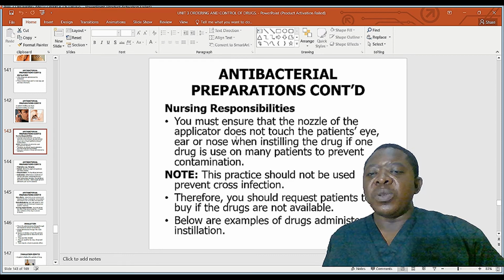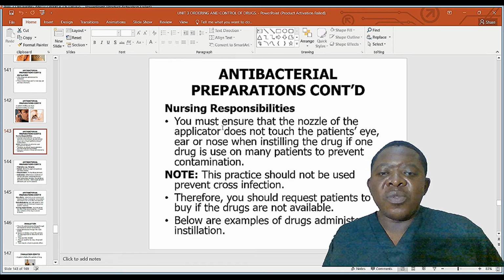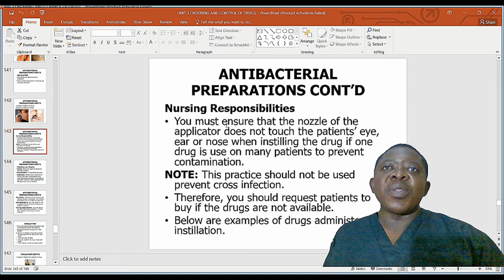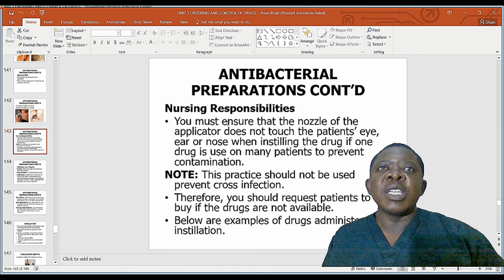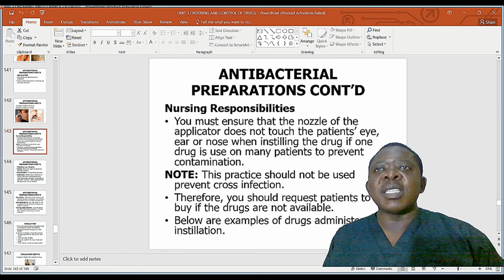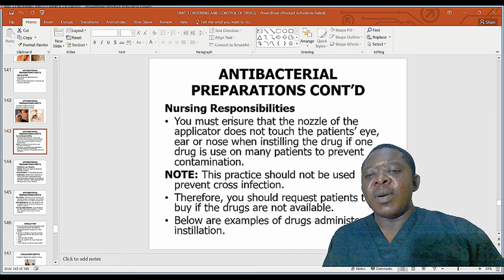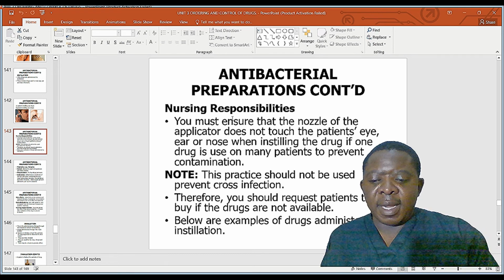Therefore, you should request a patient to buy the drug if it is not available, because we do not necessarily use one drug that is meant for instillation on different patients, because the patient needs to have a personal drug that they have to use. So below are some examples of drugs administered by instillation.